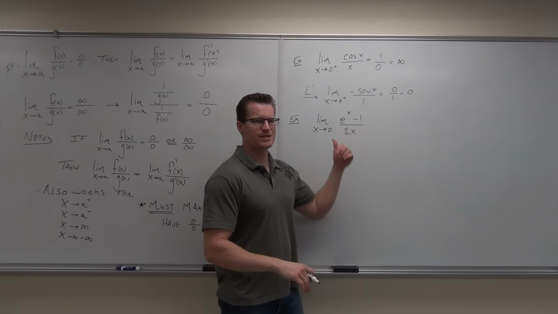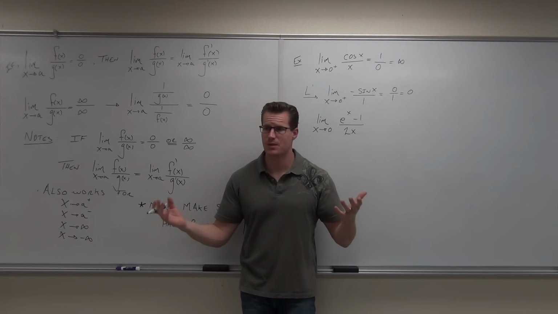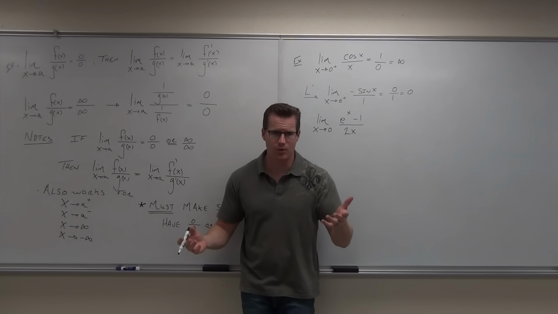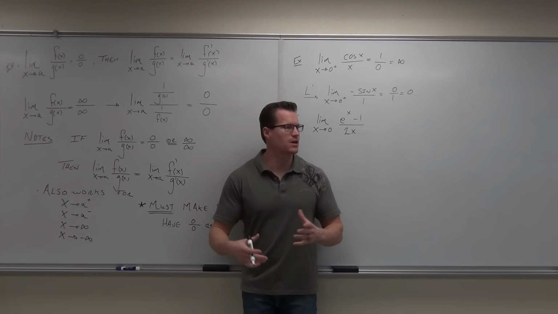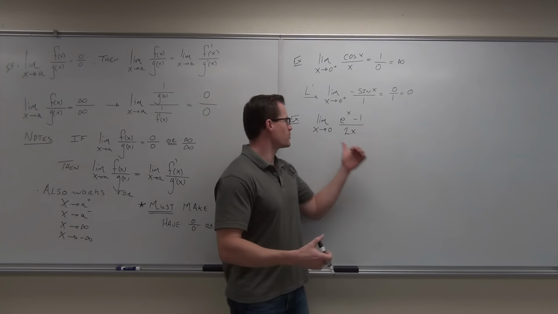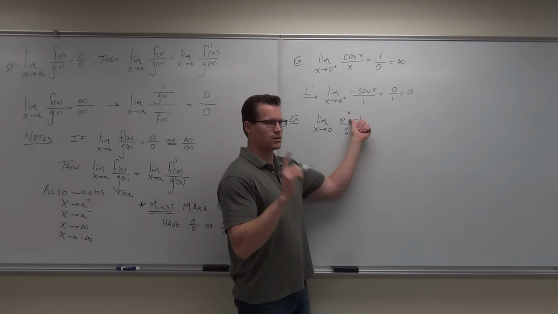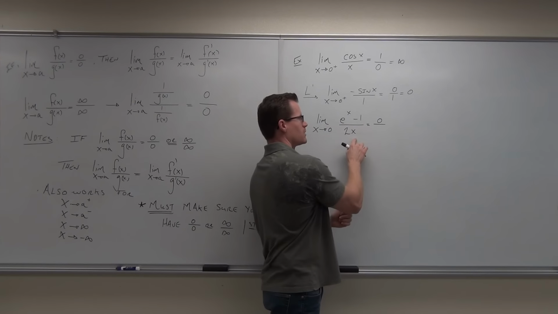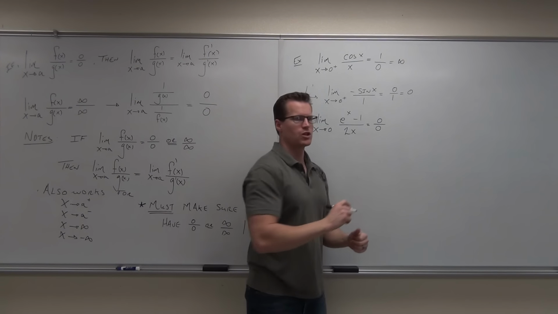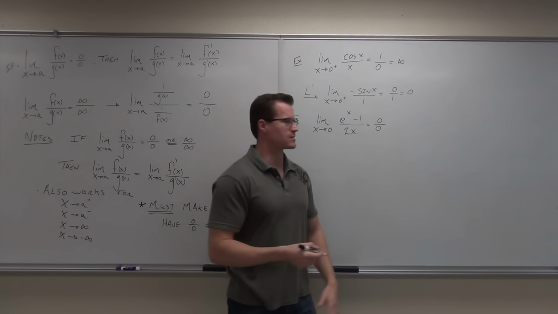If we plug in 0, this is, by the way, what you should be doing every time you get a limit anyway. Just plug the number in. Because if it works, you're good to go. If it doesn't work, well, now we have a couple scenarios that we can work with. So if we plug in 0, what's e to the 0? 1. Minus 1? 0. So this is 0 over 2 times 0? 0. Can we use L'Hopital's with that? Yep. Fantastic. So we're going to show that.